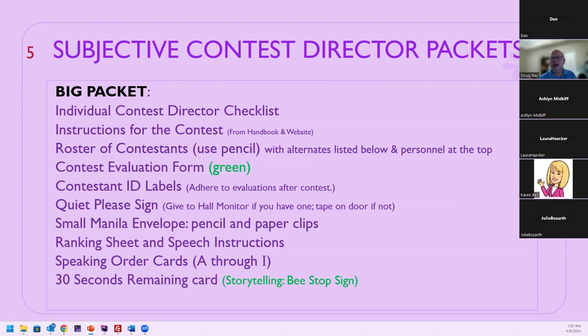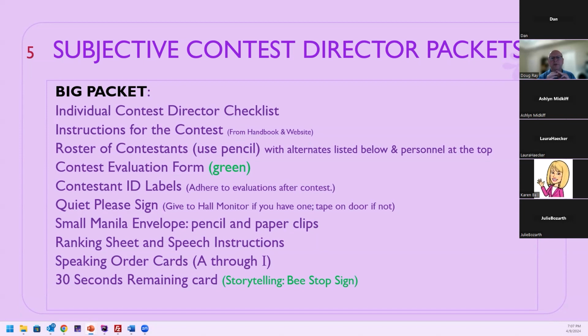So for speech, we have individual checklist, the instructions for the contest, the roster, the evaluation form, the ID labels, the quiet please sign, the manila envelope with pens and paper clips. And then you have some extra items. You have the ranking sheet and the speech instructions. So the ranking sheet for the speech contestants, and then you have the instructions on how to use the ranking sheet. You'll have the speaking order cards.